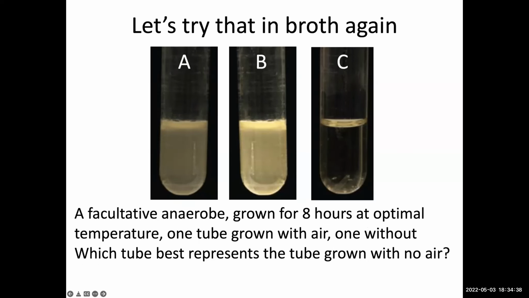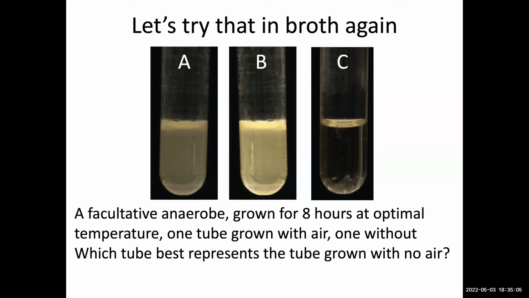So now there's 3 options, right? We have no growth, medium growth, and lots of growth. But this time we have 2 tubes that are inoculated with the same guy, the facultative anaerobe, grown at its favorite temperature for 8 hours. One tube was grown with air and one without air. Which of these tubes represents the tube grown with no air?